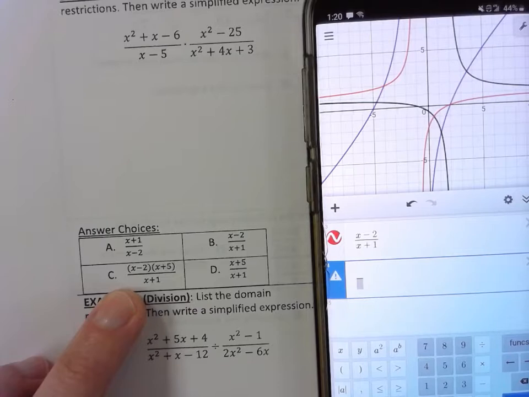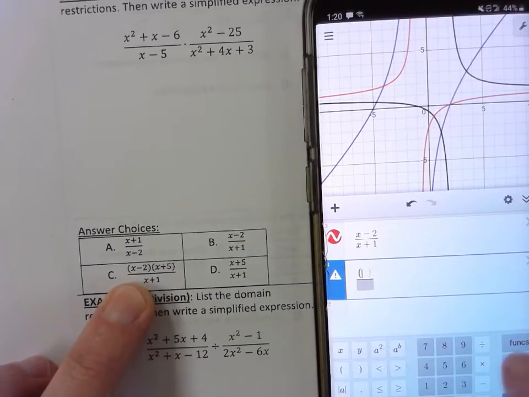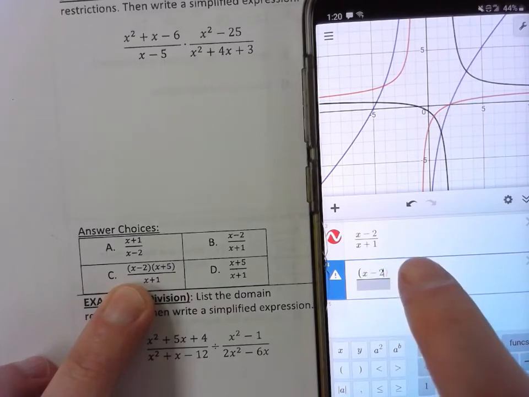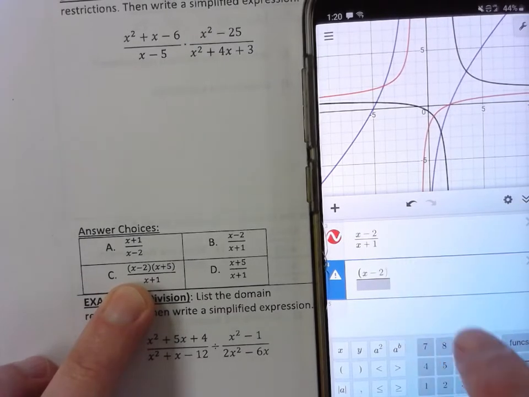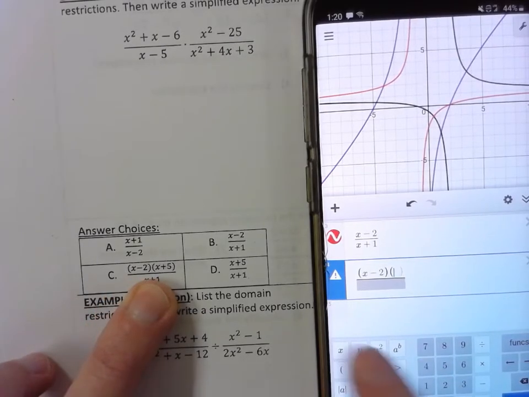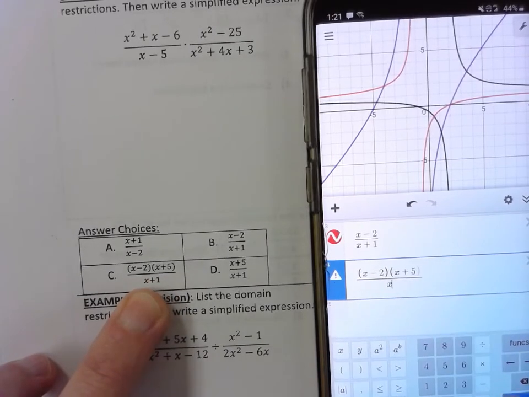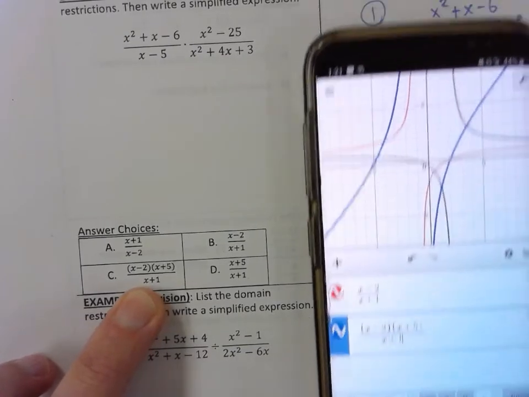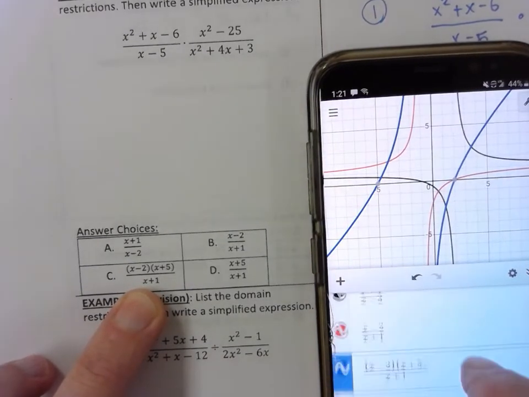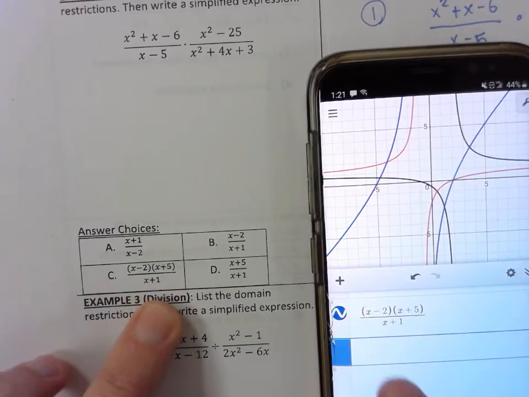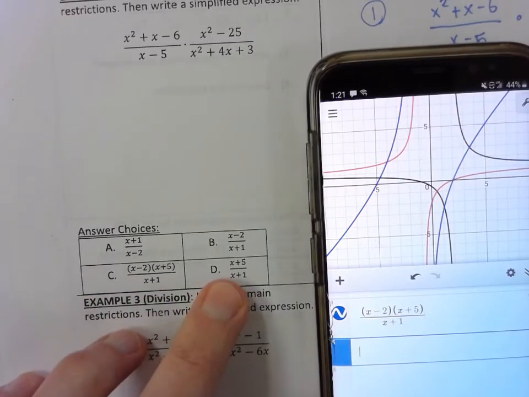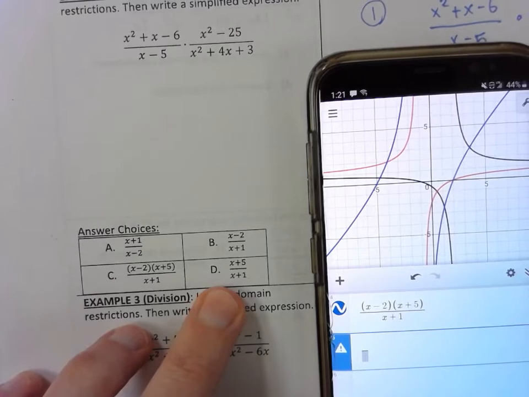Again, press the division. And looks like I need parentheses, so I'll have x minus 2 and then close it up. And a new set of parentheses would be x plus 5. And on the denominator, I will have x plus 1. Nothing new appeared, so it looks like it did highlight over my original problem, so that's likely to be the answer. Let me go ahead and put the other one on here so you can see all of them.